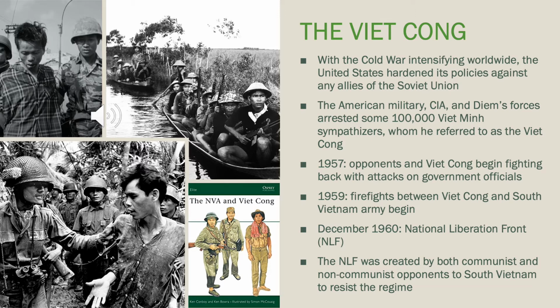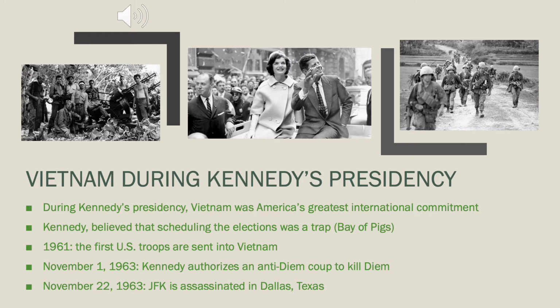And then in December of 1960, the National Liberation Front is created, and this was created by both communist and non-communist opponents of South Vietnam to resist the regime. During the Vietnam War, John F. Kennedy was elected as president, and during his presidency, Vietnam was America's greatest international commitment. And Kennedy believed that scheduling the elections was a trap, and this had something to do with the Bay of Pigs, and that he just was very skeptical about everything, kind of indecisive of what to do about Vietnam.